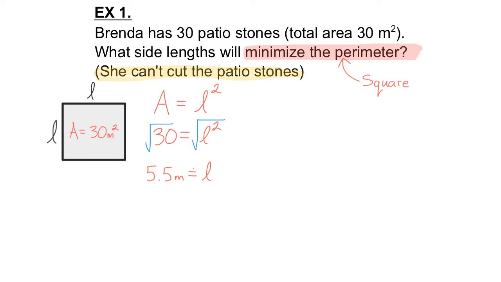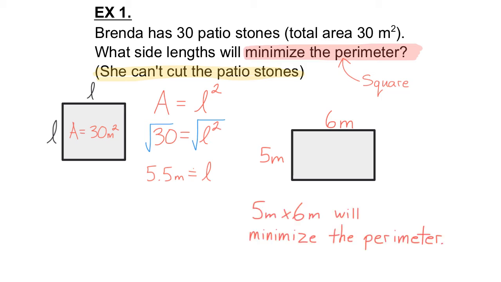So because she can't cut the patio stones, we can't make a square, so we have to go to the next best thing. So instead of 5.5 by 5.5, we're going to make an adjustment to be 5 by 6. So we just went down to 5 meters and went up to 6 meters. 5 times 6 is 30, so we still have an area of 30 meters squared, and this is the shape that is closest to a square as possible. So, to answer the question, what side lengths will minimize the perimeter? 5 meters by 6 meters will minimize the perimeter.